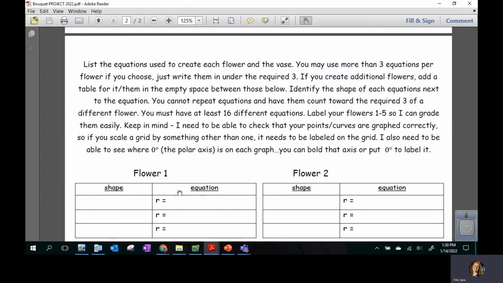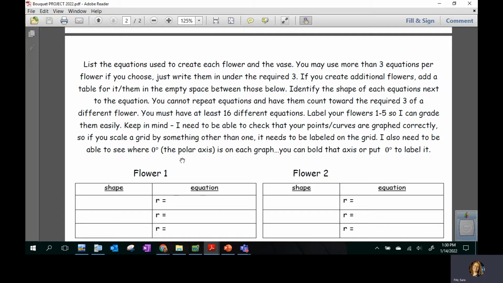And I need to know where the polar axis is, where 0 degrees is, because when they're glued onto the paper, you may be gluing it on at an angle. You may have rotated it or something. So it needs to be marked somehow where the polar axis is, where 0 degrees is. And that can be done by actually writing 0 degrees on the polar axis, or just bolding the polar axis on all of your graphs so I know how to orient it when I'm grading.